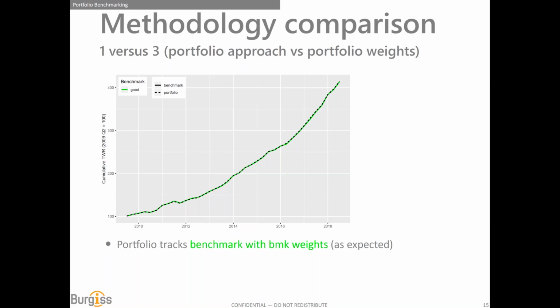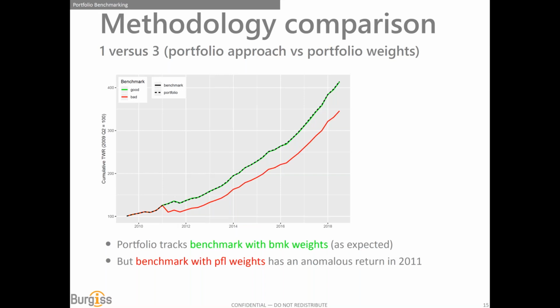In fact, it's not exactly identical to the benchmark, but the differences are so small that they're not really visible in this slide. So now let's look at what happens if instead of using the benchmark computed using benchmark weights, we use portfolio weights. In that case, it still tracks the portfolio fairly well, except for 1 quarter, which is the first quarter in 2011. In that case, while both the portfolio and the correct benchmark had a reasonable positive return, this alternative, third methodology benchmark has a huge negative return, which really jumps out in this picture.